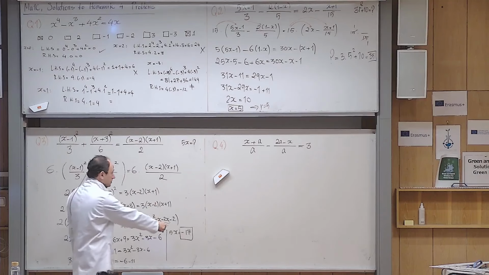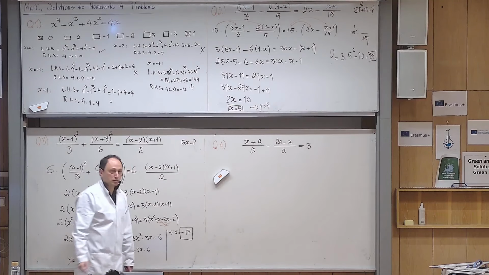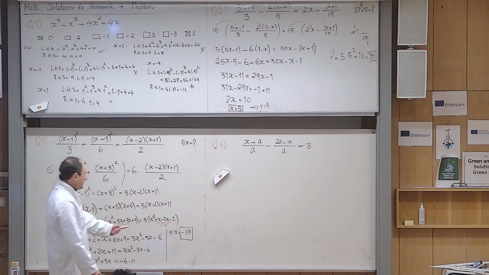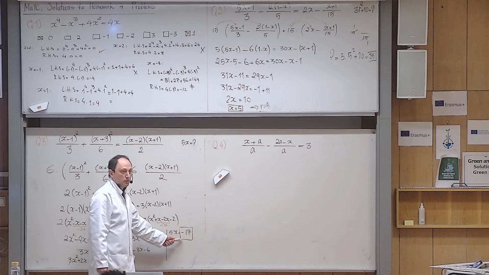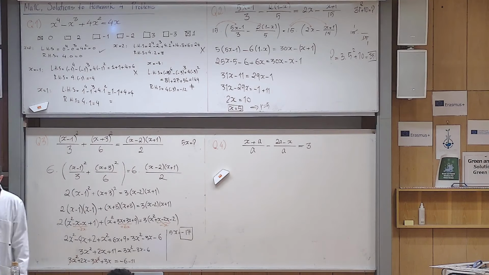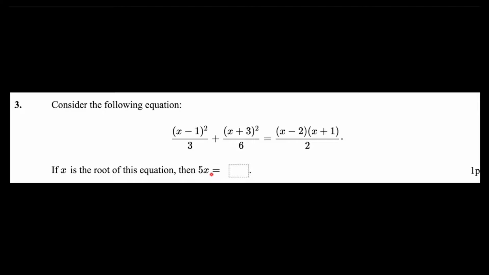You can find x and then put it back here to multiply 5x. But I just ask you about 5x. This is the reason I stop here and don't continue. Because 5x is minus 17. So what I need to type here is just simply minus 17. Okay, so let us go to the next problem.